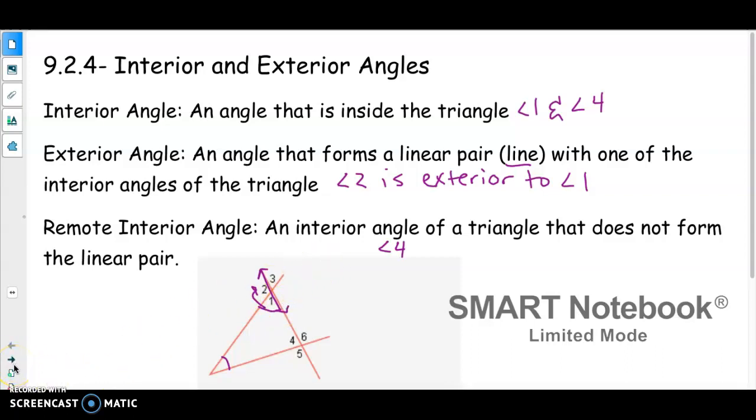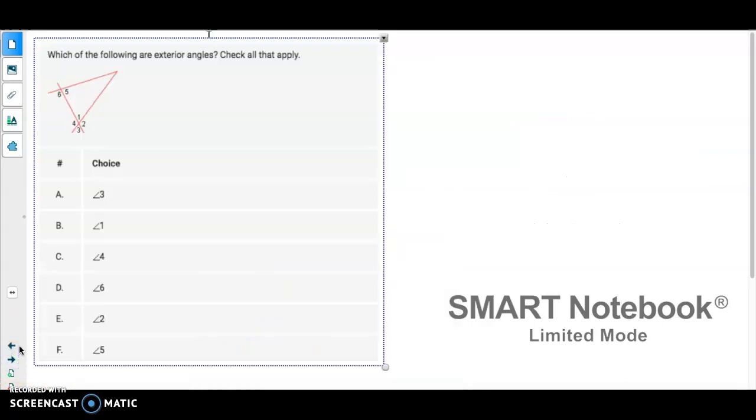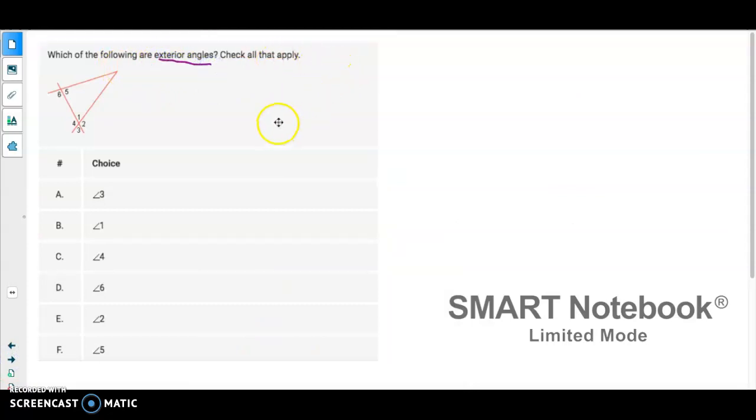So let's go through a couple of these problems on the quiz that some of you might be having some problems with. Here it says, which of the following are exterior angles? Click all that apply. On this one, we have lots of different exterior angles. We have to look at our interiors first of all. 5 is one of our interiors. An exterior to 5 would be 6, because it creates that straight line here with 5.